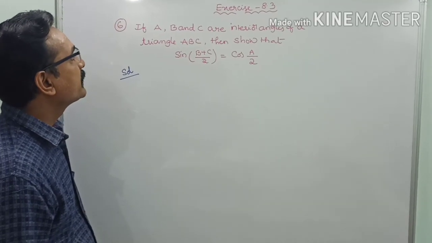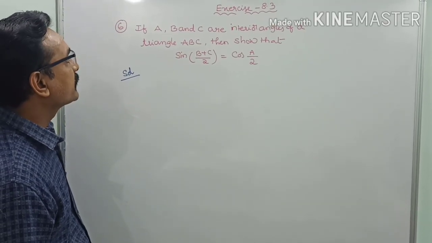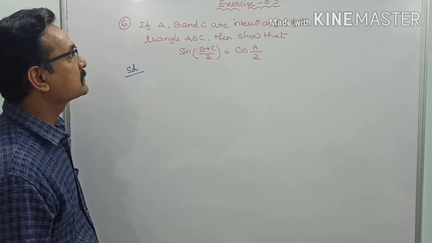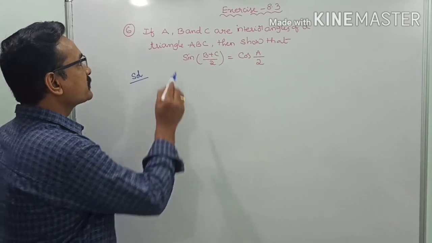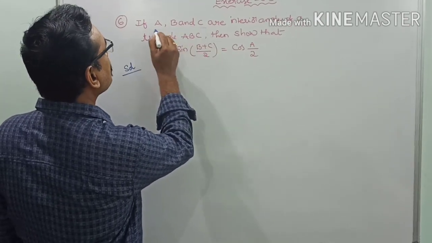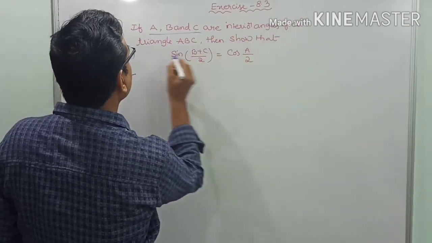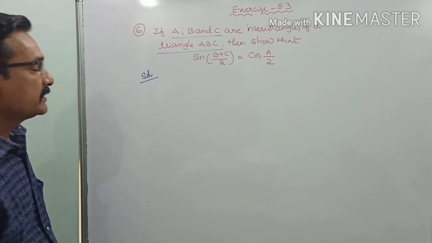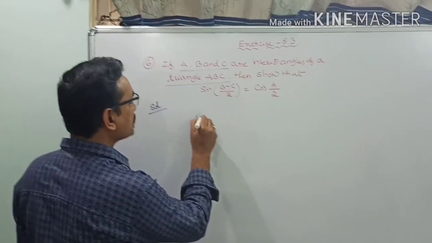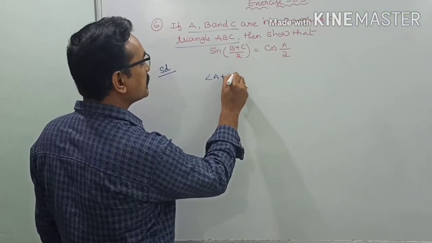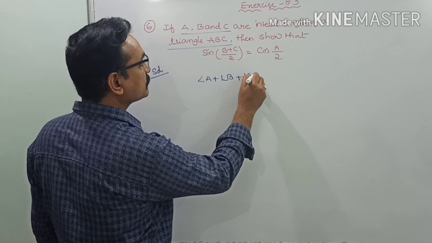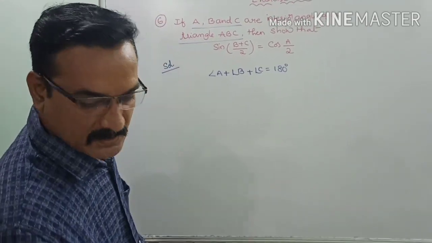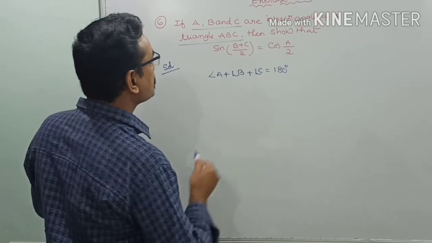If A, B and C are the interior angles of a triangle ABC, then show that sin of (B plus C) by 2 equals cos A by 2. In the question they mentioned that A, B, C are the interior angles of a triangle ABC. So the sum of the three angles should be equal to 180 degrees.